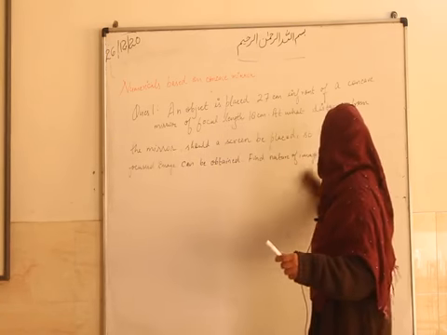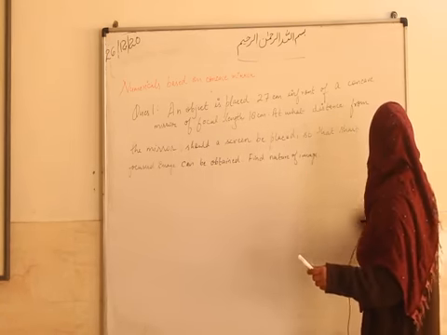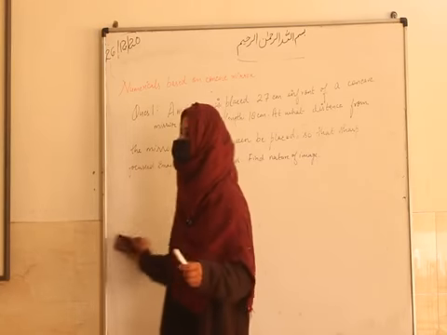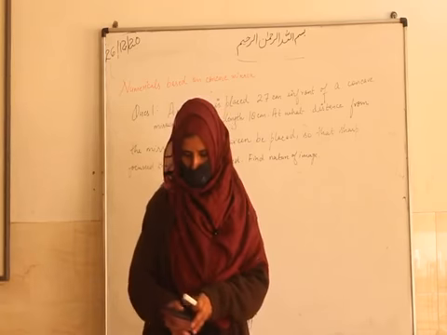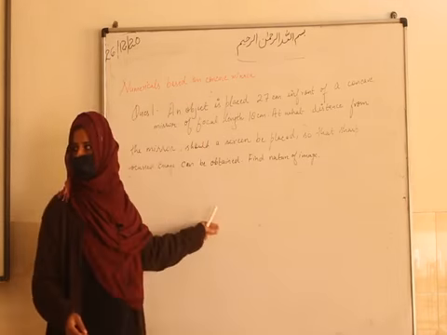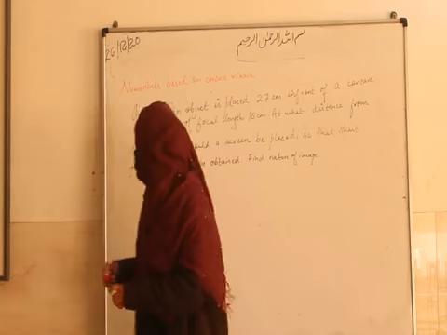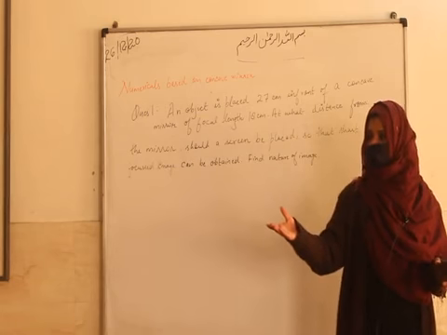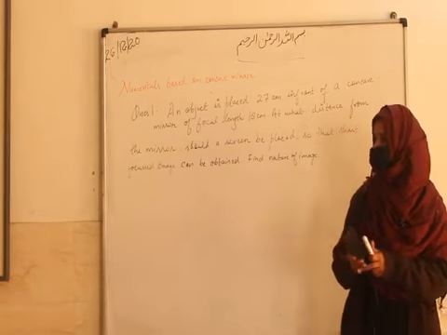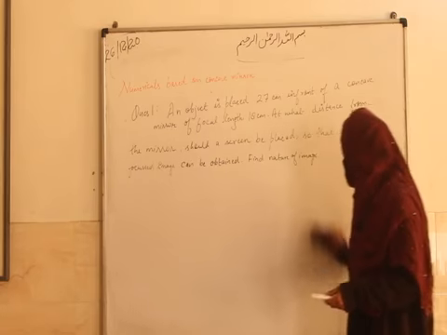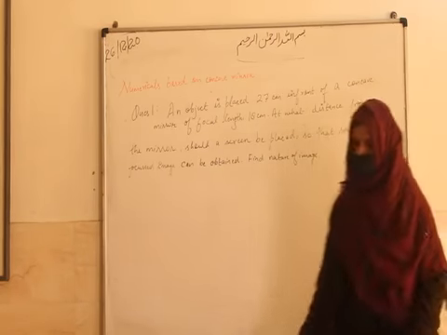A concave mirror always forms a real and inverted image except in one case: when the object is placed between the pole and the focus. After focus supposed to be here, no? Before focus you should say. So it depends on which reference you are choosing. I am choosing the reference here. Yes, it depends on the reference point.